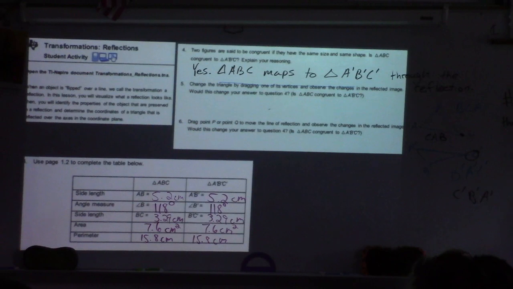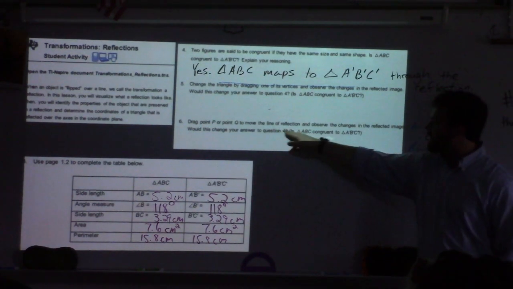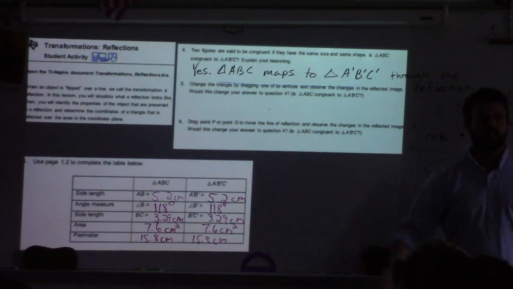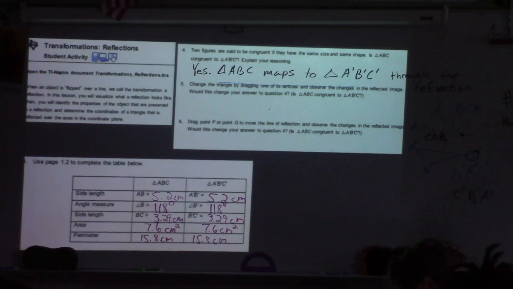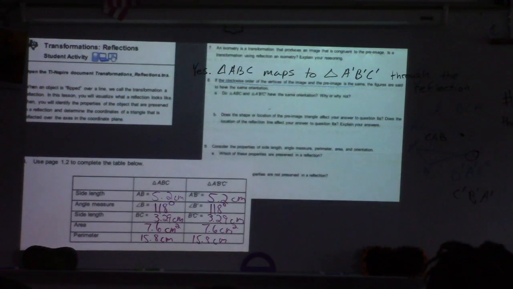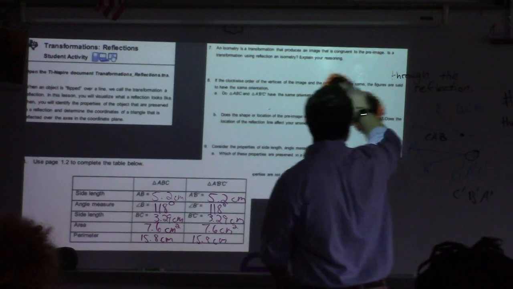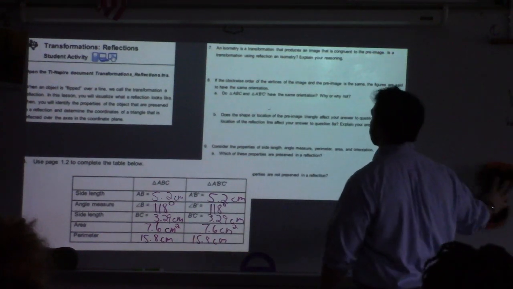With the reflection, when you change the line of reflection here in number 6 and observe the changes in the reflected image, were the images still congruent? Yes. We want to notice it doesn't matter whether you change the triangle or the line of reflection, those images stay congruent. So this is where we need to take good notes. An isometry is a transformation that produces an image that is congruent to the pre-image.